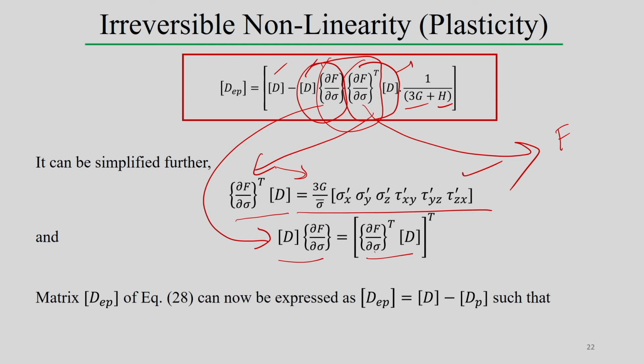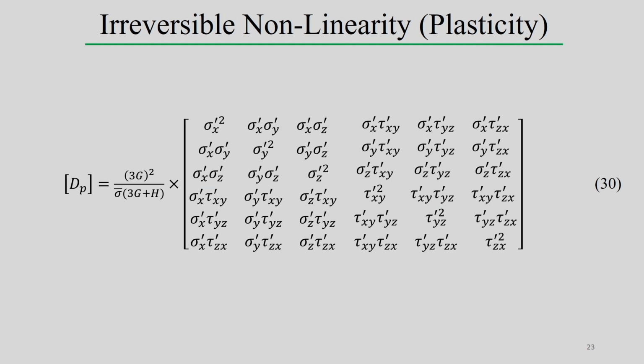Now, this matrix DEP, equation 28, can now be expressed. So, DEP is basically D minus DP, such that DP is the plasticity matrix, and D is the elasticity matrix. So, in DP you can see the material properties G, sigma bar, G and the H modulus are there, but the remaining components, if you see, are the deviatoric stress components. So, if you want to evaluate the plasticity matrix at any particular state, therefore we need to look into what the deviatoric stress components are at that particular state.